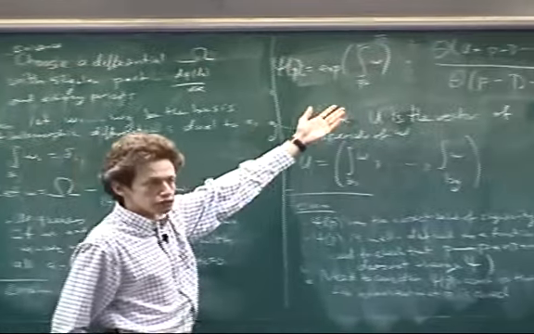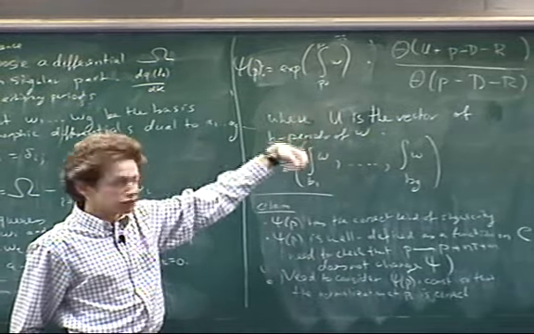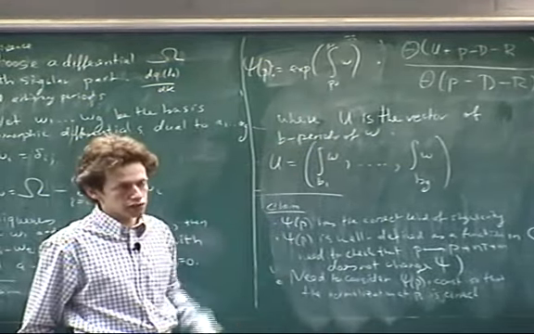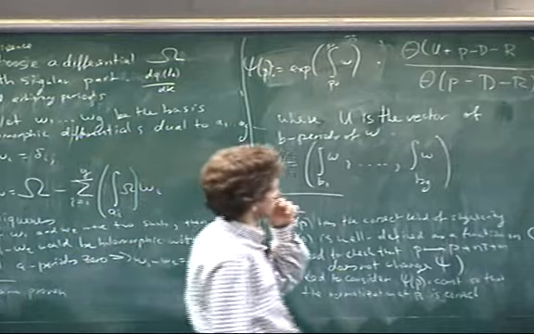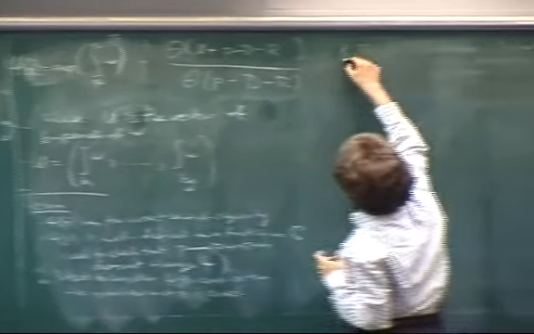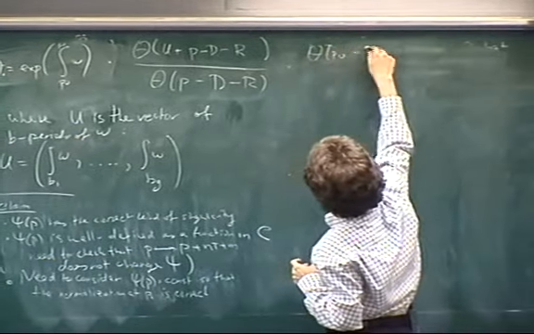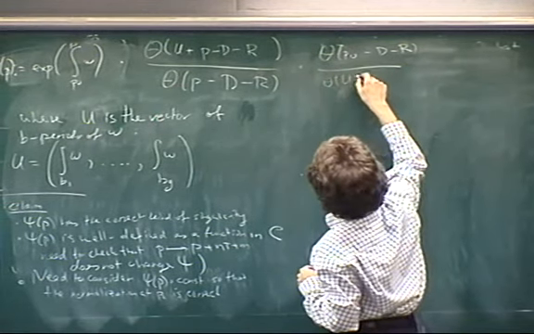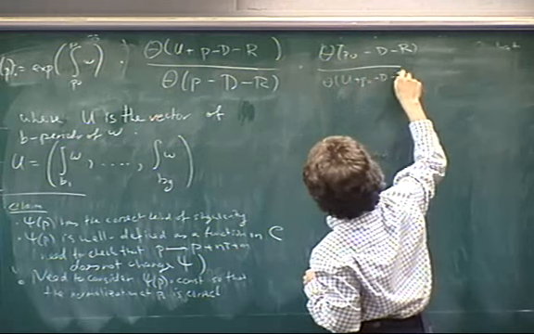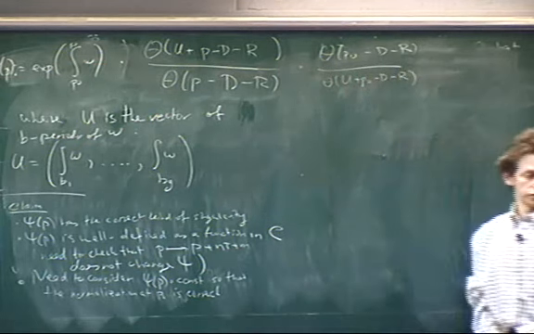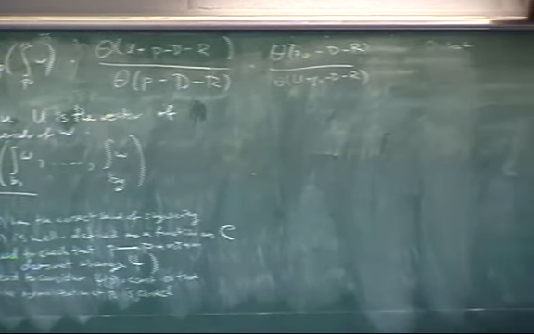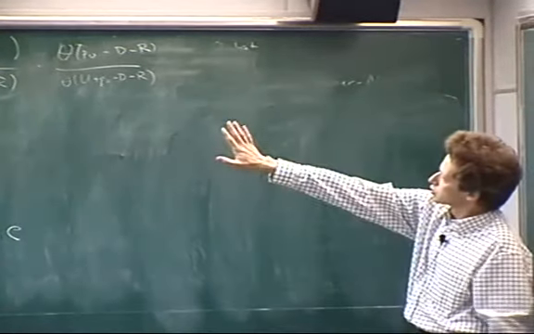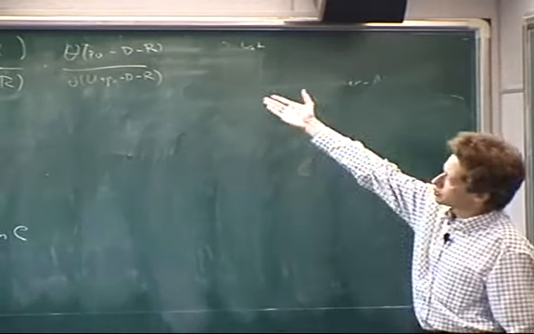And this constant can be chosen uniquely because we just look at the coefficient of the exponent, plug in p naught, we get some value, so we just divide it. So essentially what I need to divide is I just need to take theta of p naught minus d minus r divided by theta of u plus p naught minus d minus r. And then I'll be in good shape. Right, because then after removing the exponents, the value at p naught is 1.